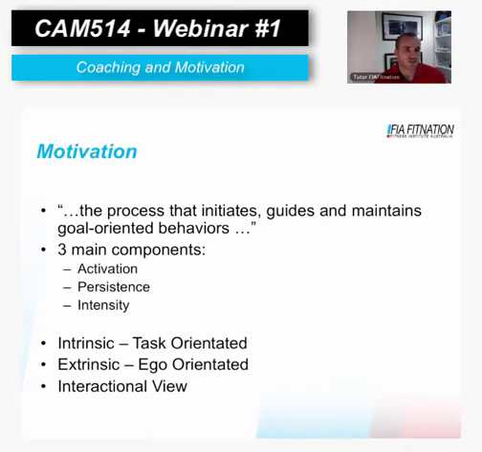So looking at motivation, first of all. So motivation, we have a definition here in the slide, is the process that initiates, guides, and maintains goal-orientated behaviours. This is, for me, a really good definition of motivation because it incorporates so many different parts of motivation itself. The first key word for me is initiates, and this is quite often the most difficult part of motivation, is actually getting someone to take that first step. How do you light the fire that kickstarts a new behaviour?